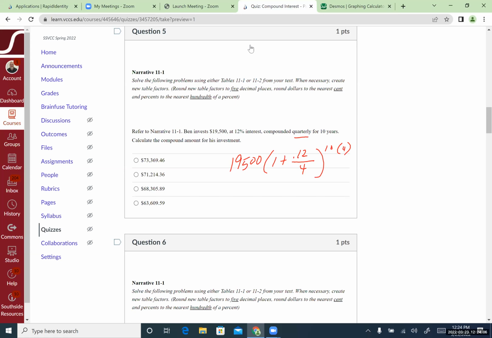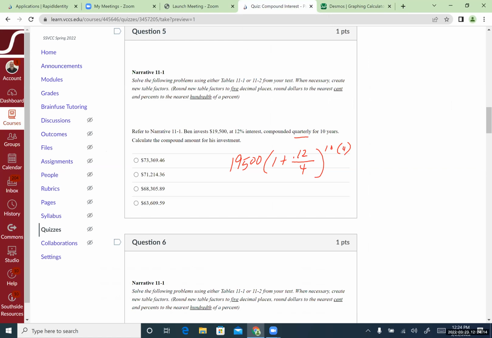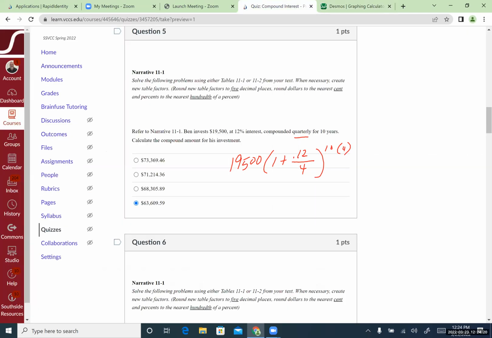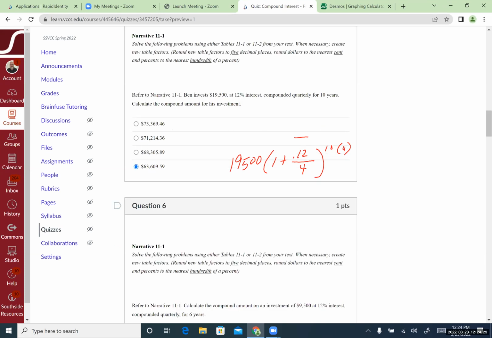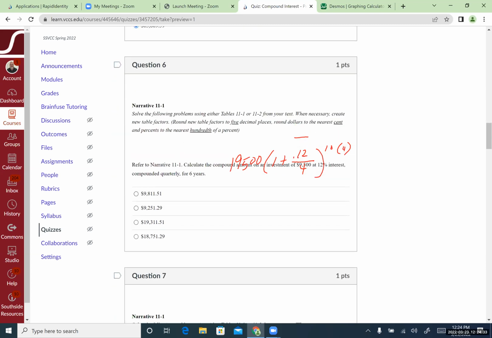They want the compound amount in this case, so they don't care about the interest. They want to know the total amount. So we got 63,609 for that. 63, there it is right there. And you can see with these larger numbers, I had 74 cents. They have 59 cents. So it's actually off 15 cents, which isn't much when you're looking at $63,000. But like I said, that's rounding error on the tables. Use the formula. You're actually more accurate.